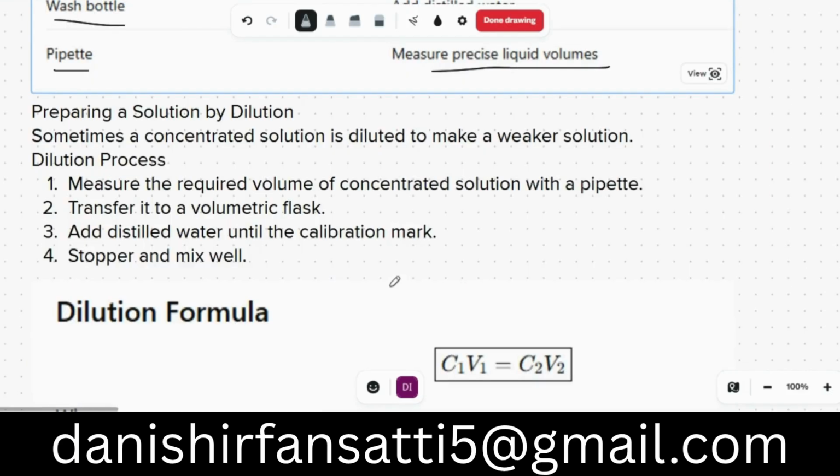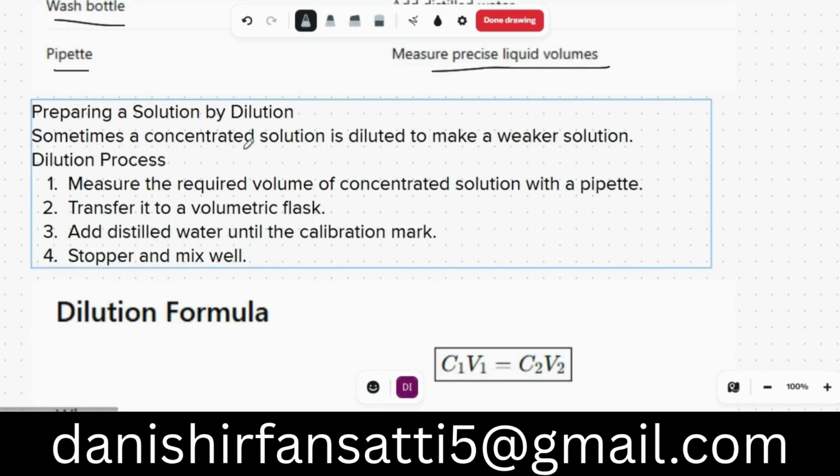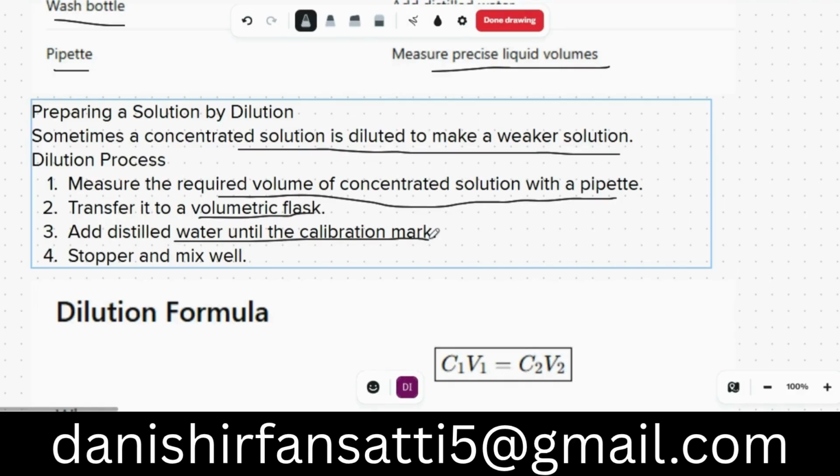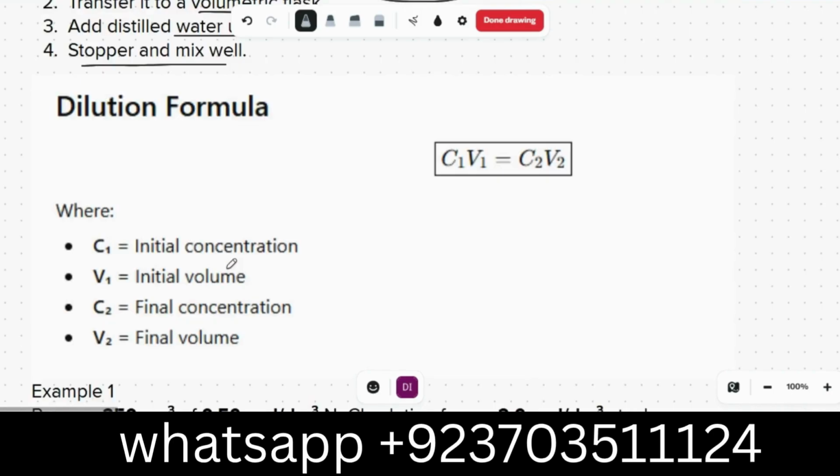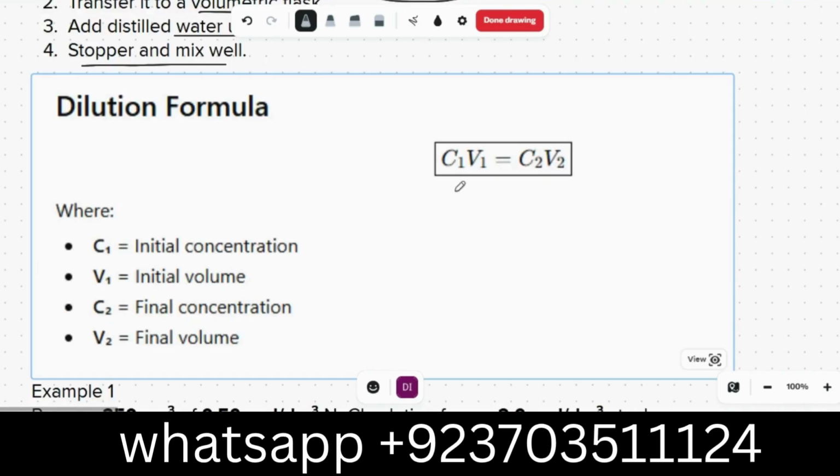Preparation of a solution by dilution. Sometimes a concentrated solution is diluted to make a weaker solution. Measure the required volume of the concentrated solution with a pipette, transfer it into the volumetric flask, add distilled water until the calibrated mark, and stopper and mix well. The dilution formula is C1V1 is equal to C2V2.